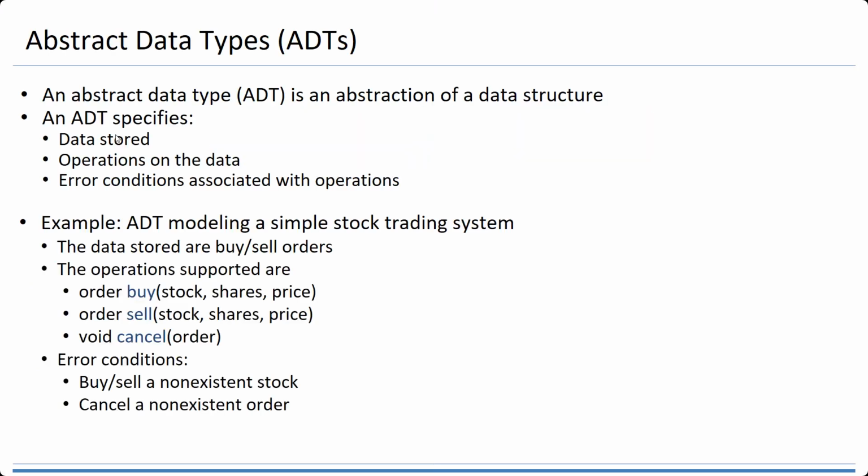So what is stack? Before we deal with the stack, I'm going to let you know about what is ADT. We call it abstract data types. The abstract data type, or ADT, is an abstraction of data structure. We call it abstraction because we have a kind of blueprint where you can specify the data stored and the operations on the data and the error condition associated with the operation.